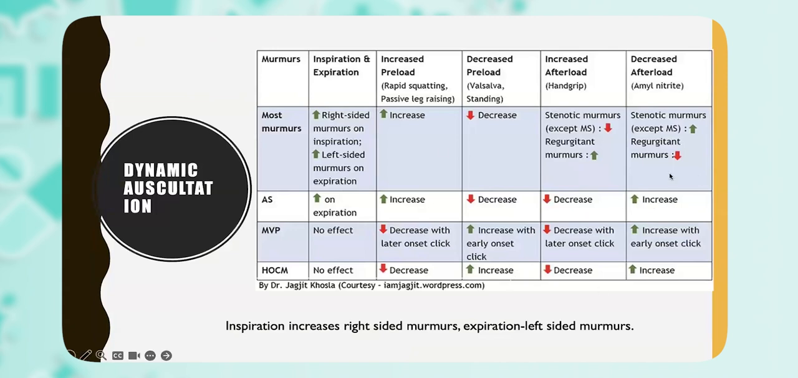These are dynamic auscultation. You don't have to memorize the whole table. All you need to remember is inspiration increases the right-sided murmurs and expiration the left-sided murmurs. And any increase in preload increases all of the murmurs. Increase in preload means rapid squatting or passive leg raising, except MVP and HOCM. These are important clinical cases. Their murmurs will decrease with increase in preload.